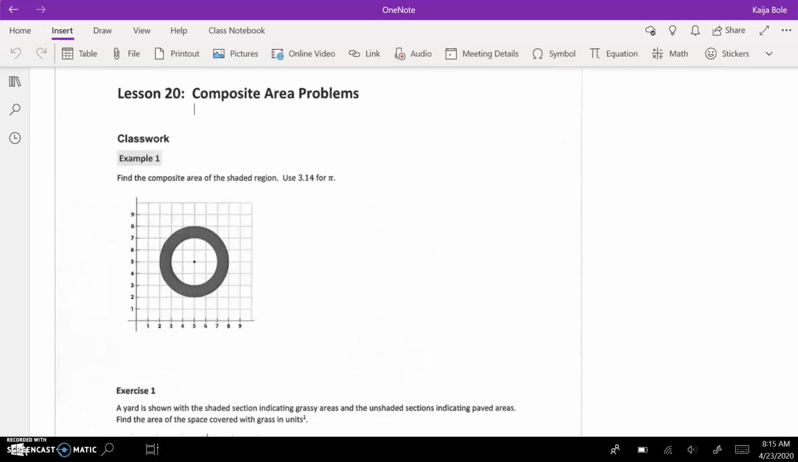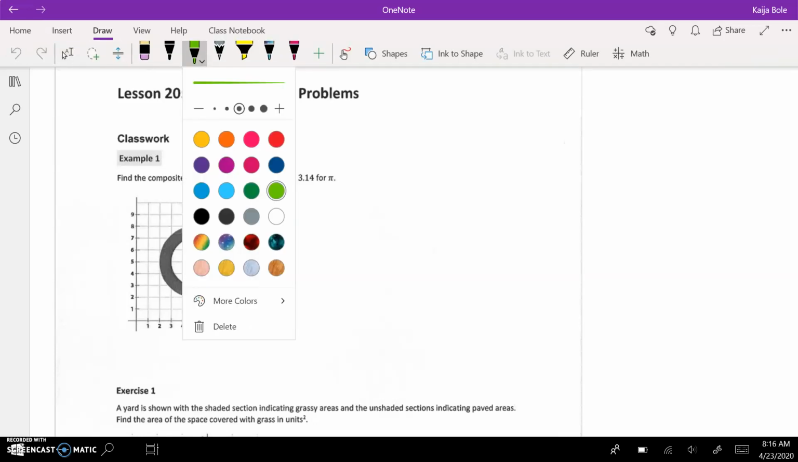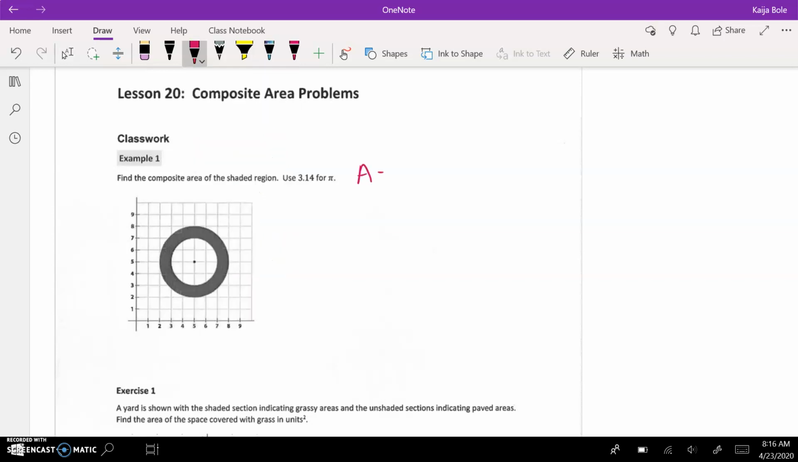Use 3.14 for pi. So remember, area of a circle is pi r squared. Okay, so we're going to have to find the radii here for each of these circles, and I highly suggest you do some labeling. So like I have labels, I have to do an outside circle, and then I also have to do an inside circle.